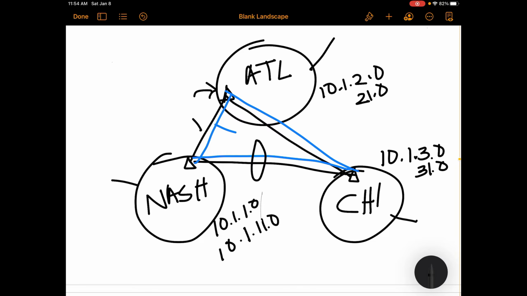Now, realize these are the subnets here for each site. I'll try to make them separate so you understand. Looking at it helps, and route summarization and all of that come in handy.